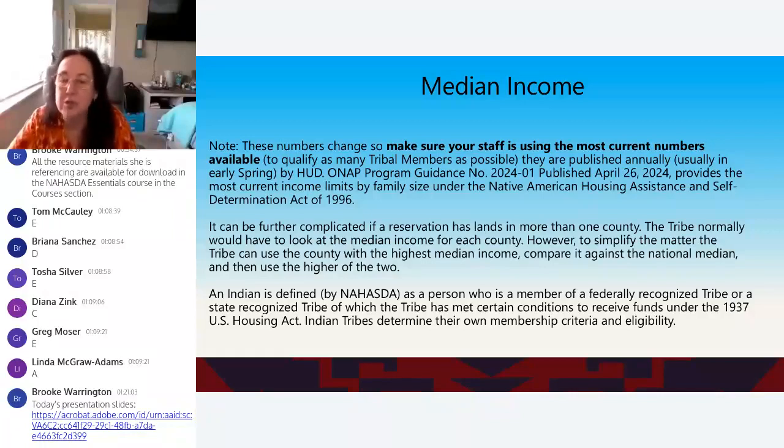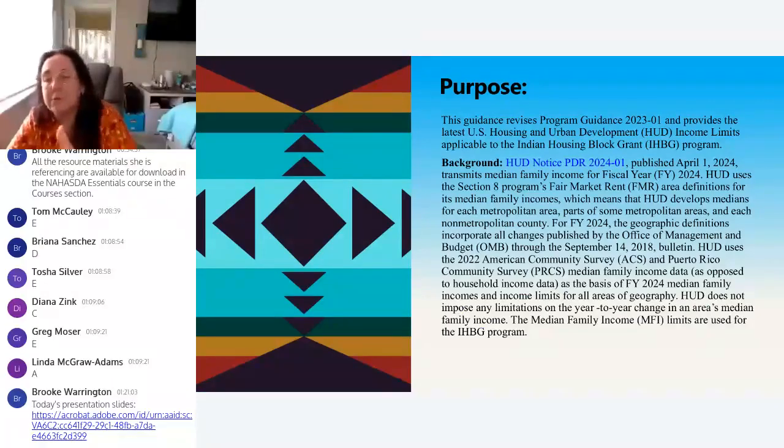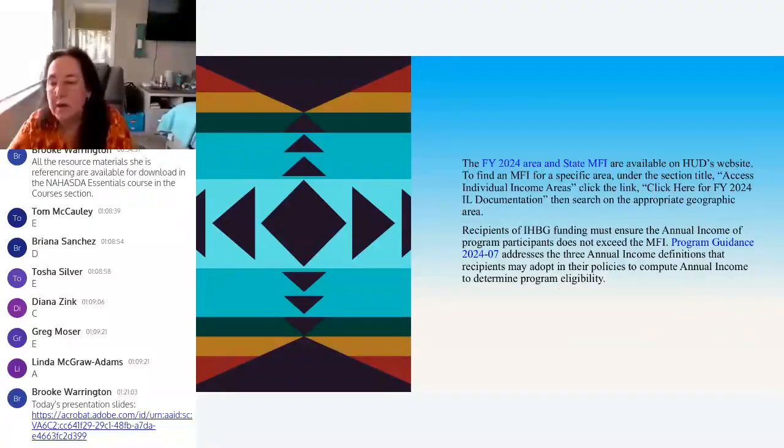So this is a sample of what the income limits look like. This is what a program guidance looks like. The purpose is to revise the 2023. So in a couple of months you're going to be getting it, and it's going to be revising our 2024 income limits. The FY 2024 area and state MFIs are available on the website. That's an active link. You have to make sure that the annual income of your participants doesn't exceed that MFI.